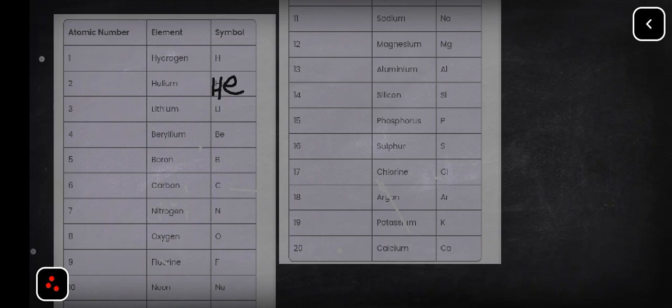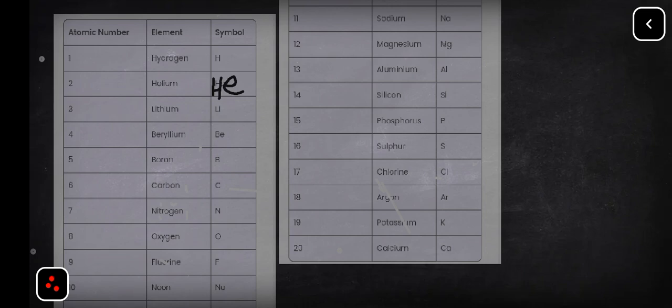For phosphorus, the atomic number is 15. That of sulfur is 16. Then the atomic number of chlorine is 17. The atomic number of argon is 18. The atomic number of potassium is 19. And that of calcium, the atomic number of calcium is 20.